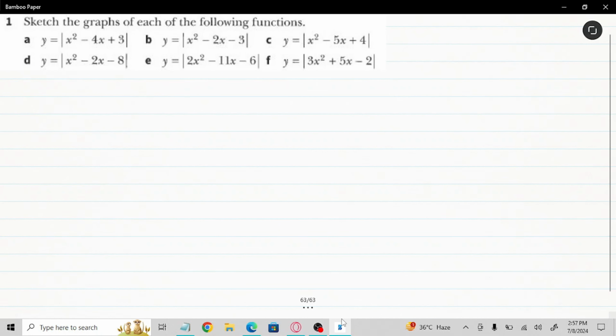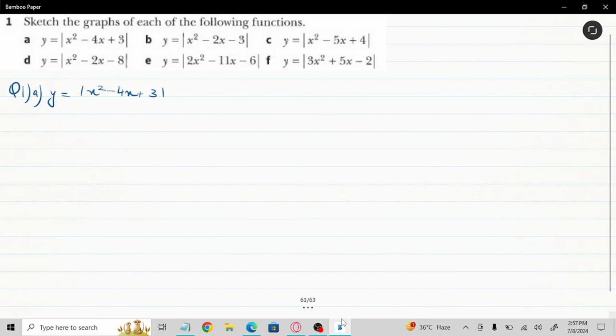So that was a basic concept. We are not going to see this for now, but I was just thinking it was my duty to explain it because it's a new concept and you should know it. So y is equal to the modulus of x squared minus 4x plus 3. Okay, so this is question number 1.